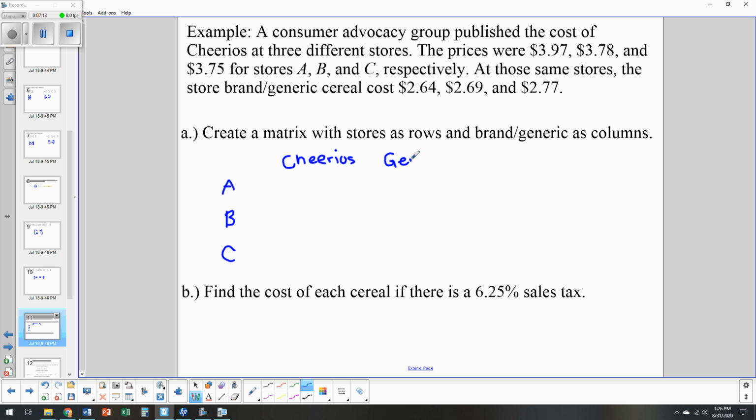Just going to put gen. So for our matrix, it's going to be a 3 by 2 matrix. And I'm going to fill it in.